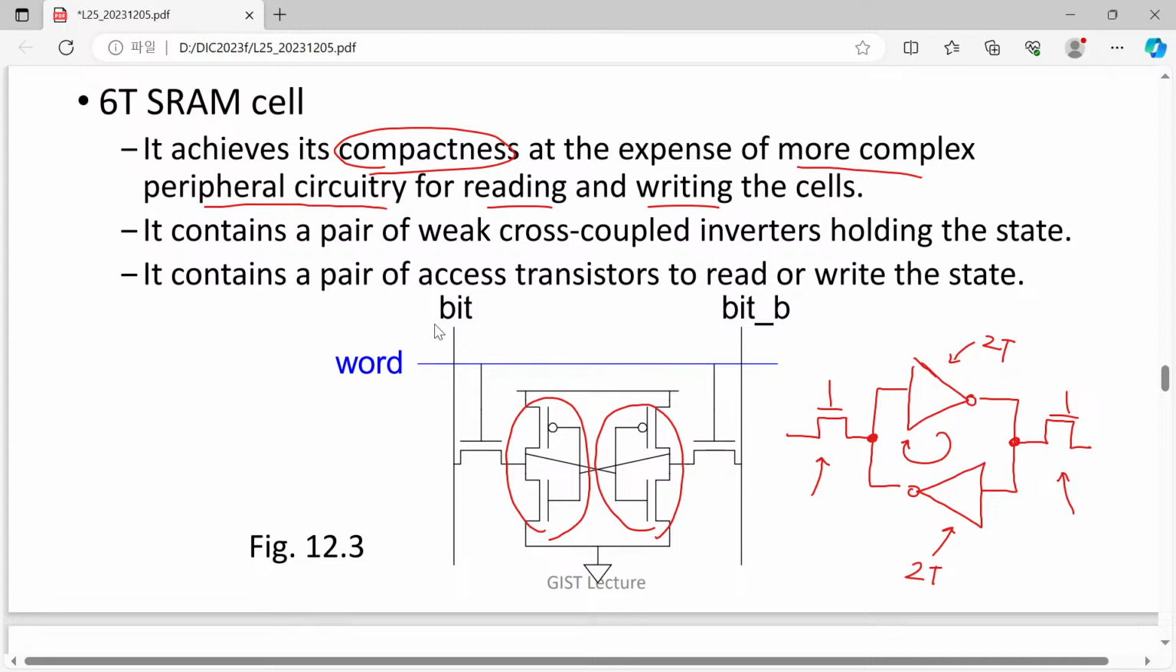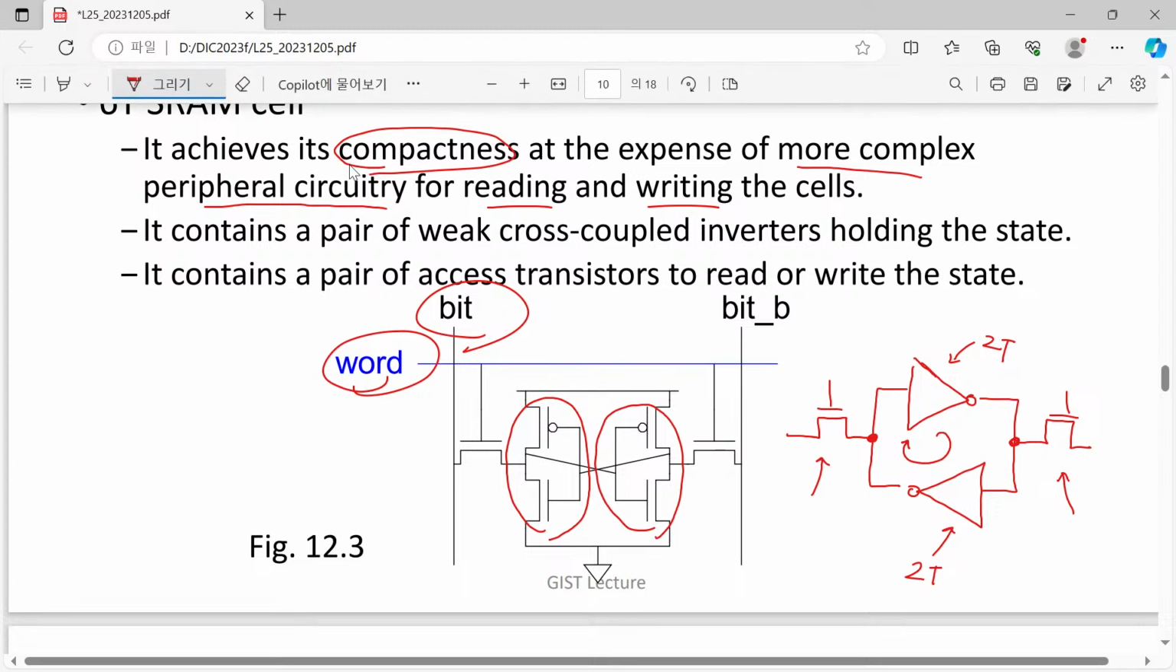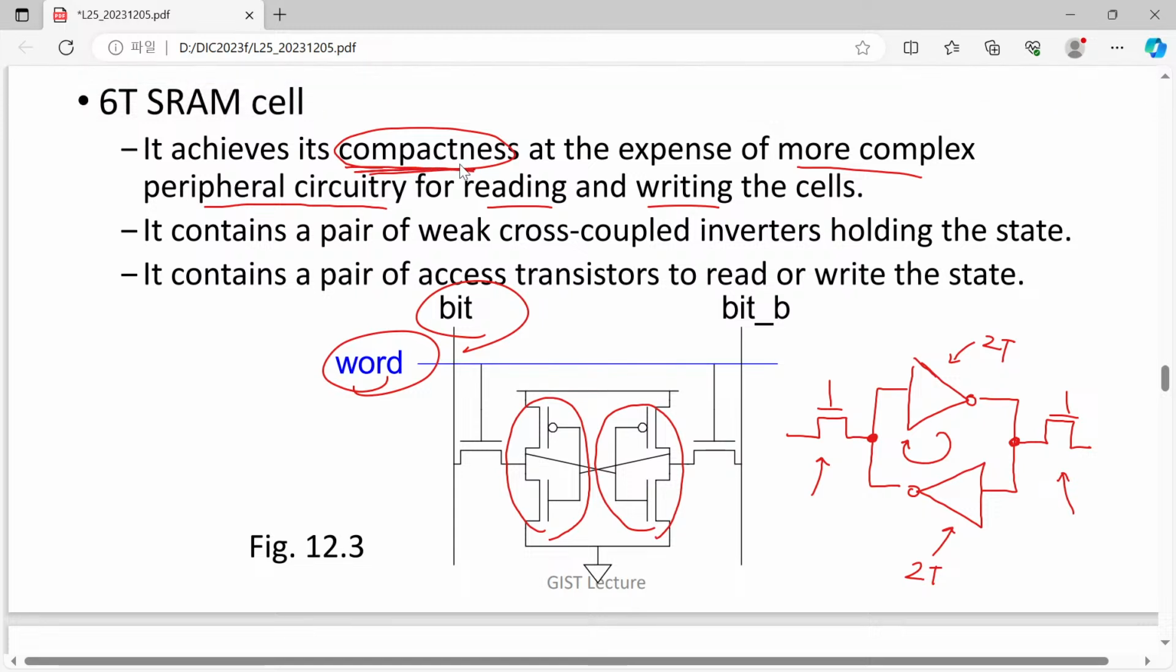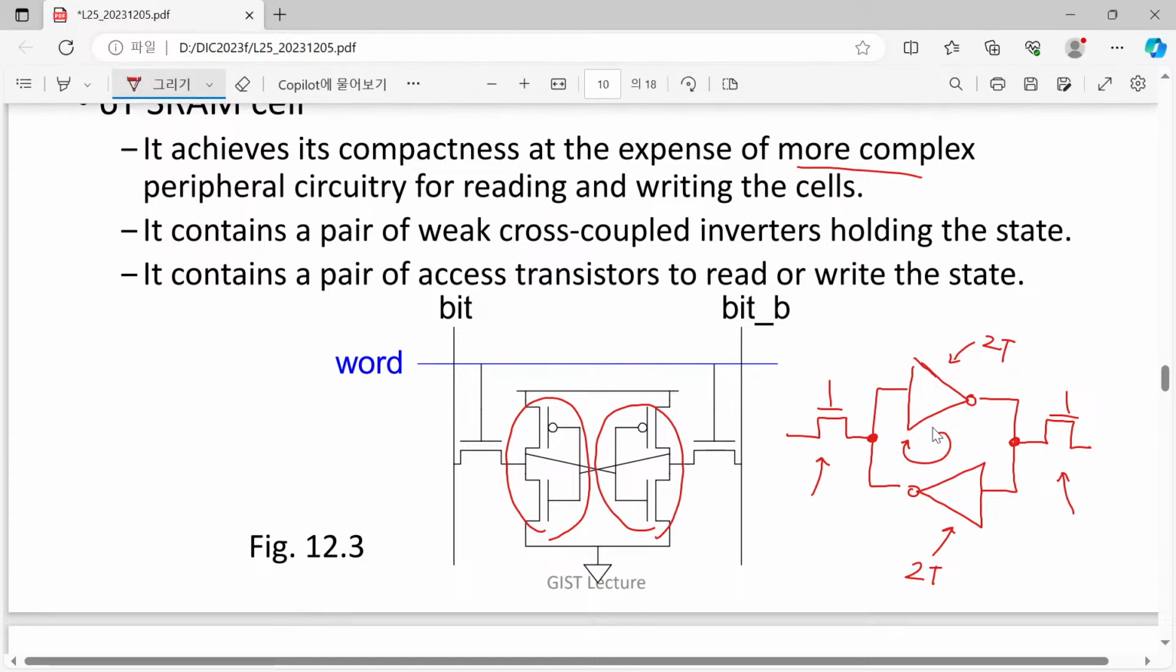So using only the word line and bit line, we try to write and read the same circuitry. That is the reason why we have the compactness. So we achieve compactness, but instead we have to introduce a more complex behavior of our circuit. It contains a pair of weakly coupled inverters, so cross-coupled inverters, and they are relatively weak.